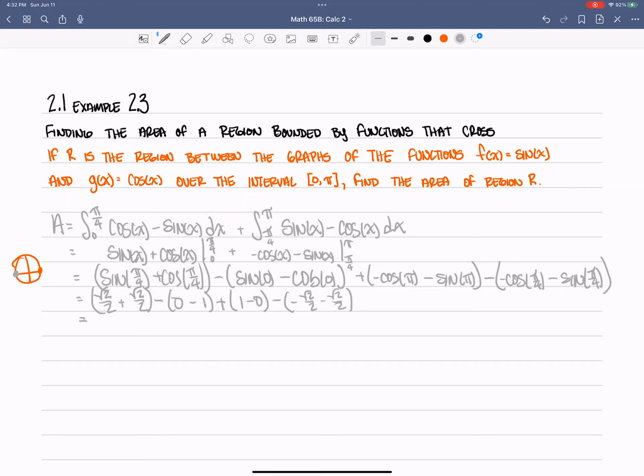And now let's get to simplifying. Here we have 2 root 2 over 2, so that's just going to be root 2, minus a negative 1, which is going to be plus 1, another plus 1. And then in here we have negative 2 root 2 over 2, so negative root 2 times negative is going to be a positive root 2, so plus root 2. And we have 2 root 2 plus 2.